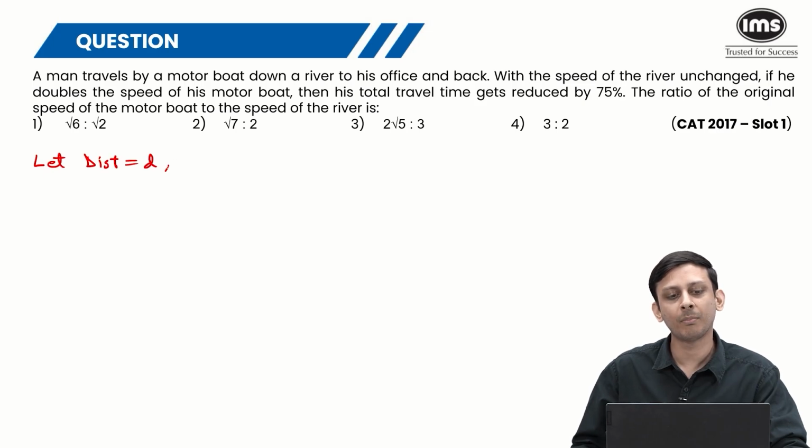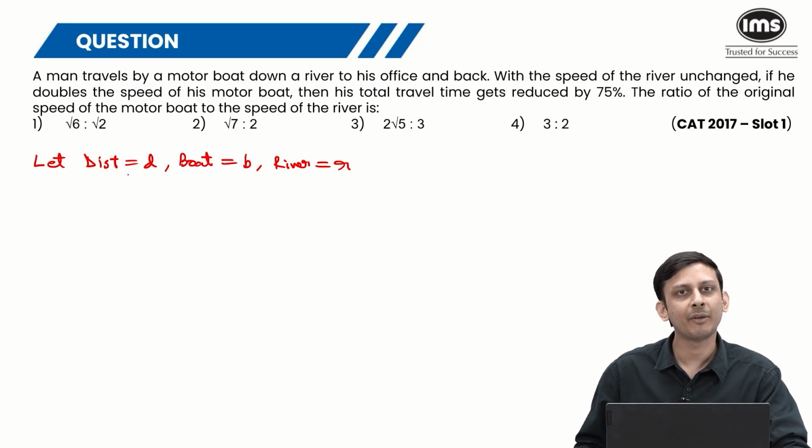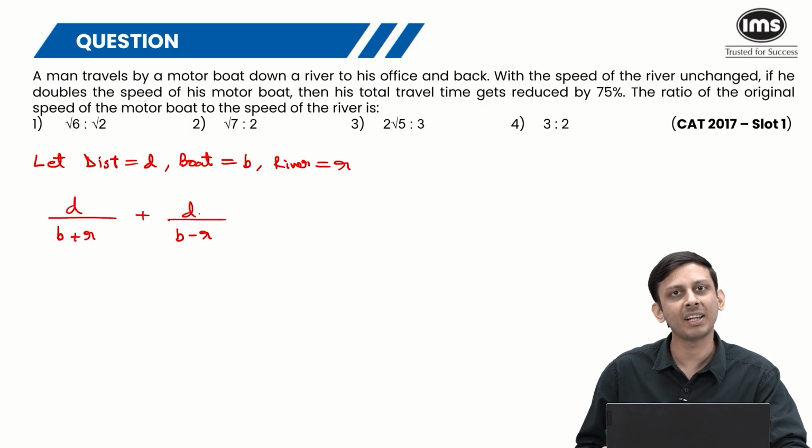They would let the speed of the boat be equal to b. And they would let the speed of the river be equal to r. So people would take three different variables because we don't have any actual values. And then they would start forming an equation that in the original situation, the distance of d is being traveled downstream and upstream. So one time will be downstream, one will be upstream. Now downstream speed will be b plus r, upstream speed will be b minus r. Okay, so the time downstream plus the time upstream will give us the total time in the original situation.